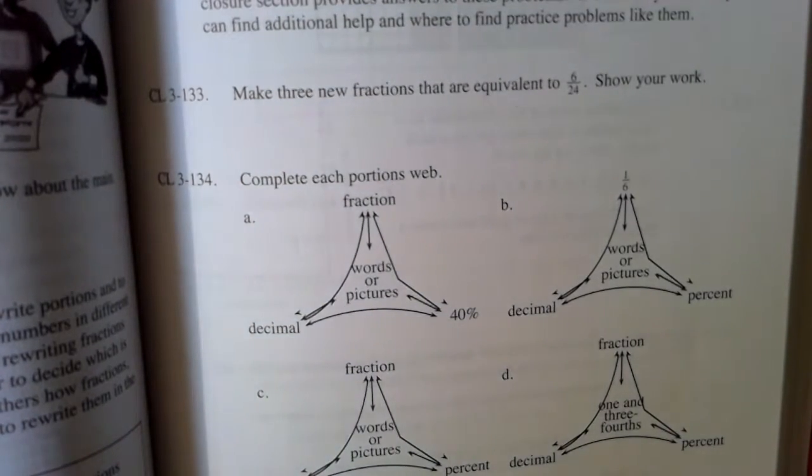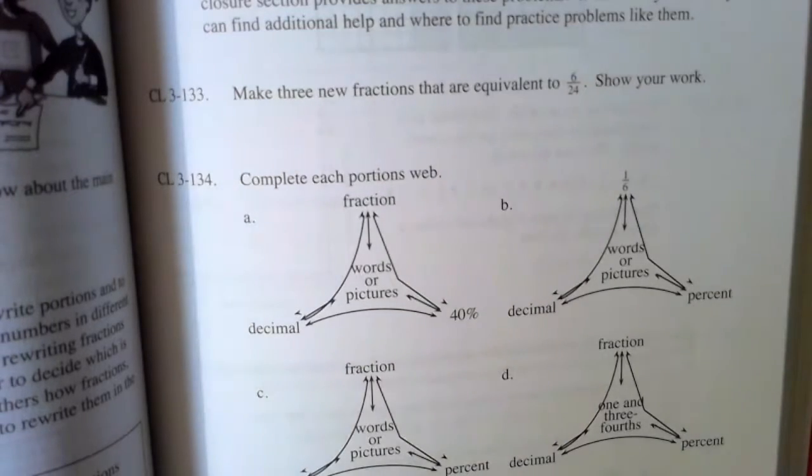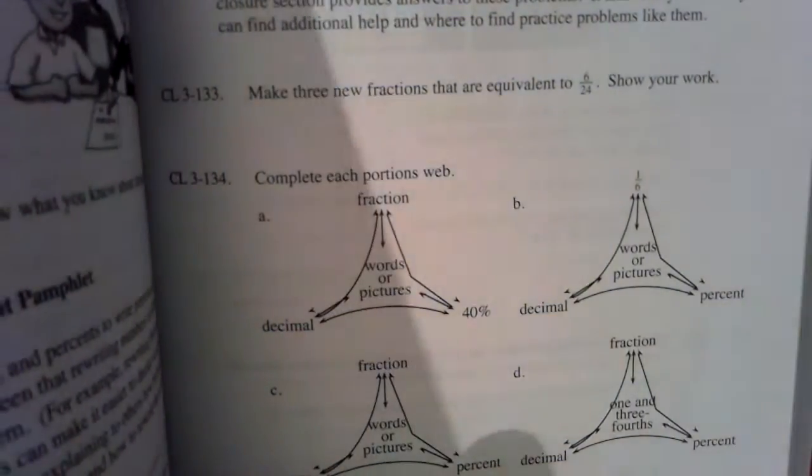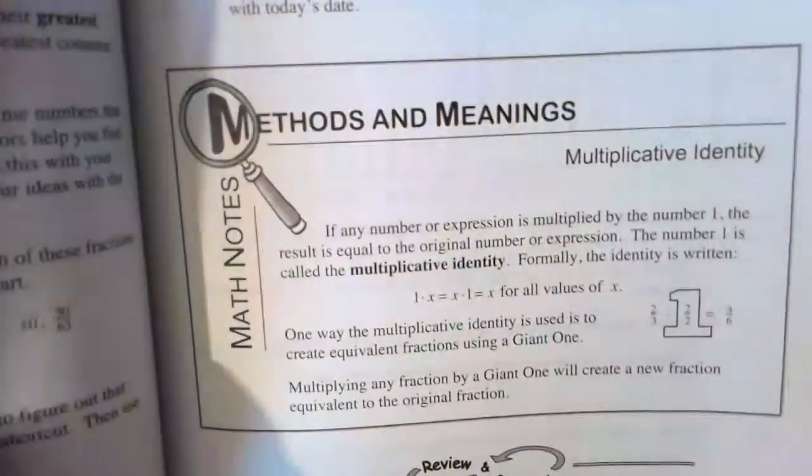We're looking at the CPM problem 3-133. As you can see, it says make three new fractions that are equivalent to 6/24ths. Show your work. Okay, so how are we going to show our work? We can use the giant one.